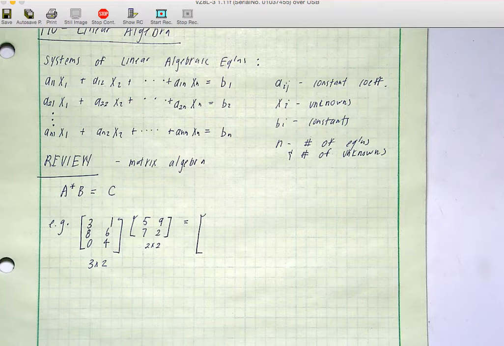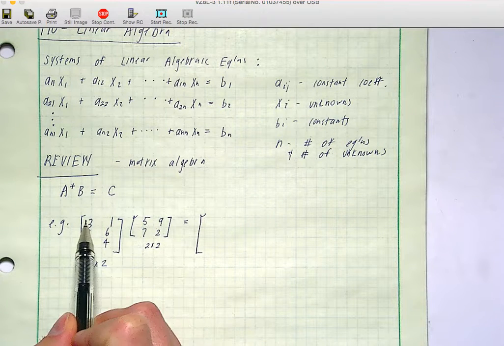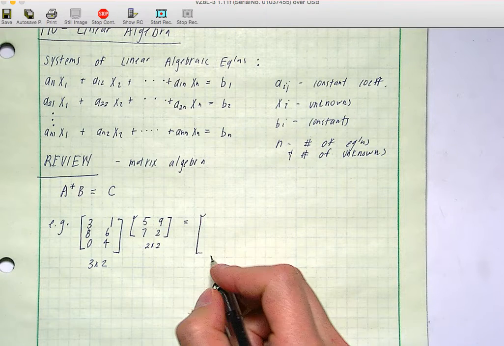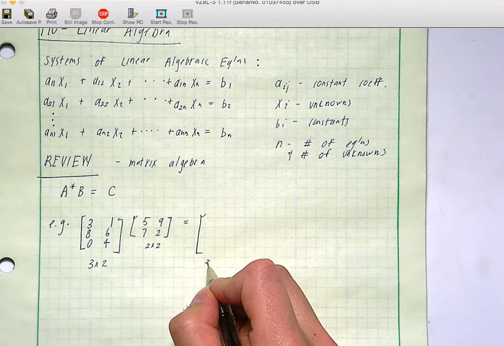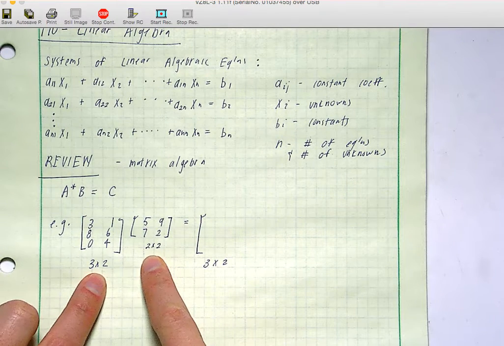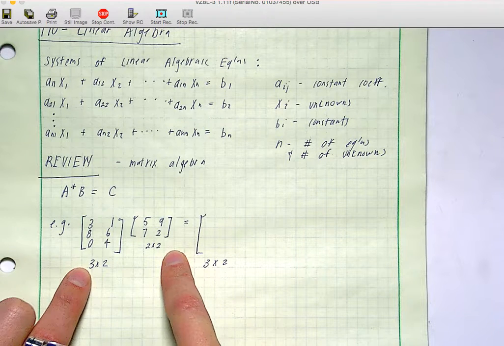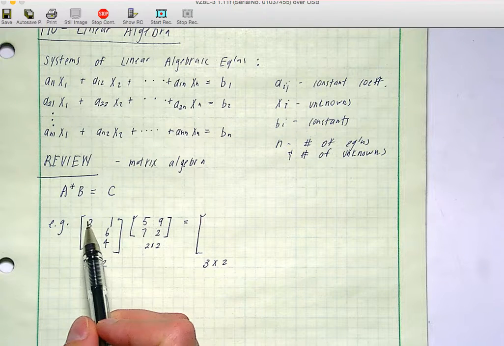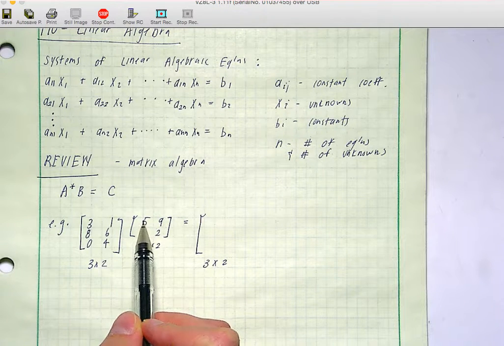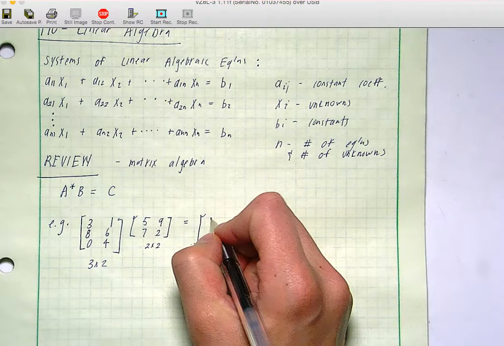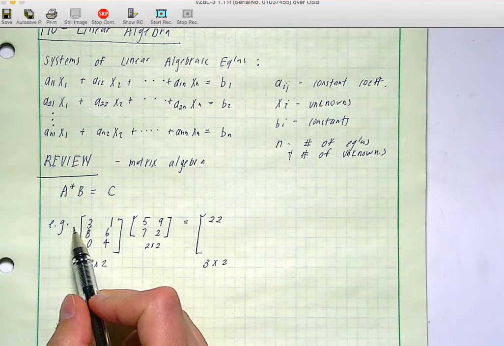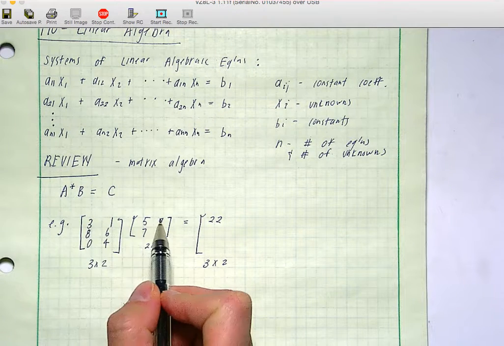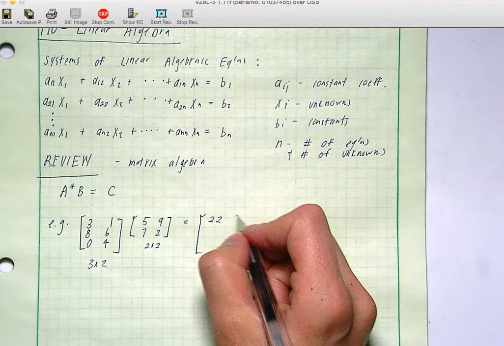I showed that when I first introduced the dot multiply. But if you want to just do this matrix algebra, you take the first row and multiply it by the first column, and it goes in the first spot. And the dimensions of the result of the multiplication will just be the outer dimensions. So 3 by 2, the two inner dimensions cancel. For the first multiplication, you're going to get 3 times 5 plus 1 times 7. So that's going to be 22. And that's this row by this column. This spot here is going to be the first row by the second column. So it's 3 times 9 plus 1 times 2. So that's 29.